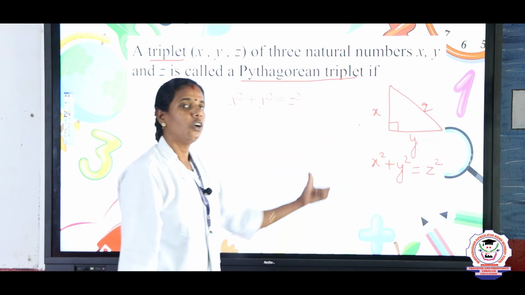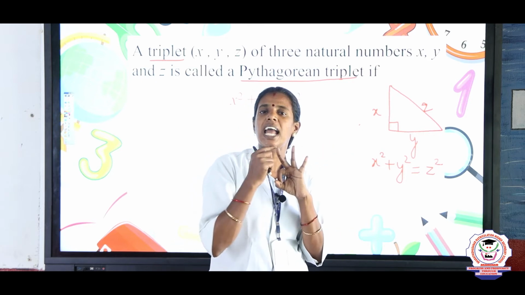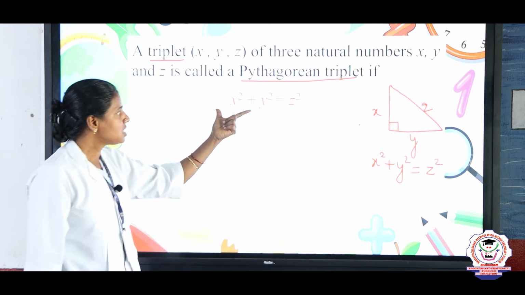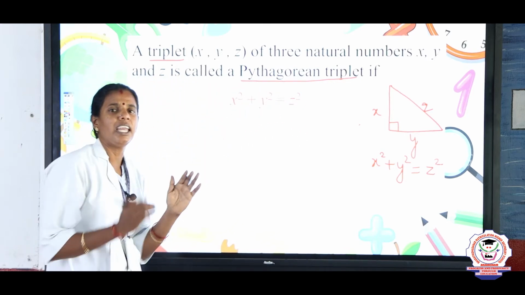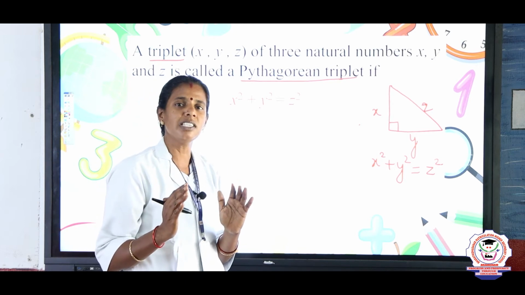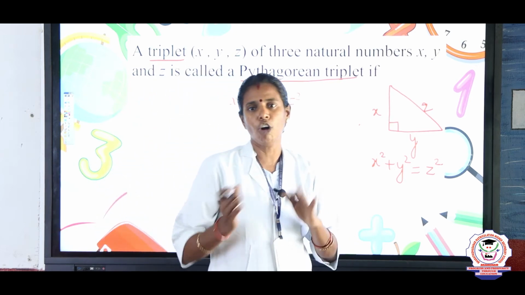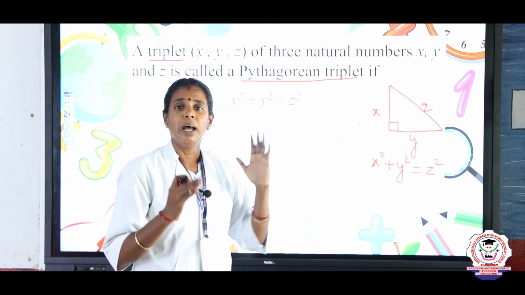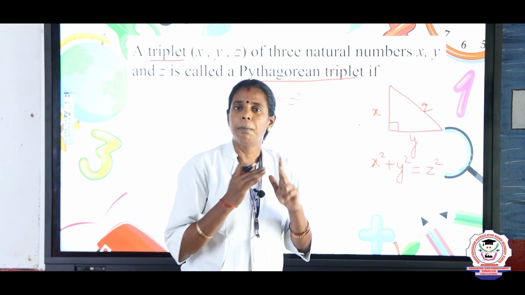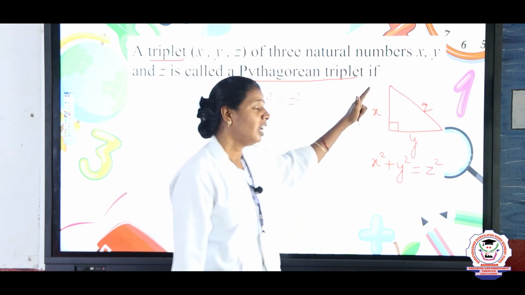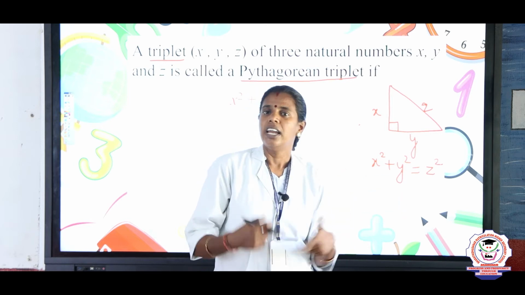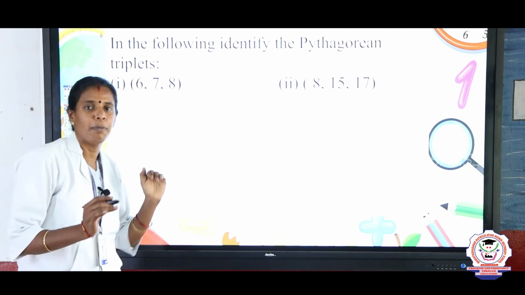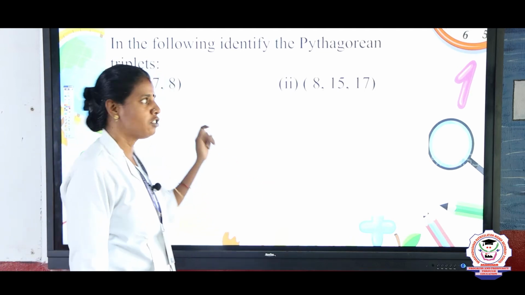Is it clear? So if 3 numbers are given, we need to choose the largest number as z. The condition given here is to check the Pythagorean triplet. If a set of 3 numbers is given, we can find whether it is a Pythagorean triplet or not. In day to day life, to construct buildings and bridges, engineers use the Pythagoras theorem in construction. So using this, we are going to check whether the given set of numbers 6, 7, 8 is a Pythagorean triplet or not, children.